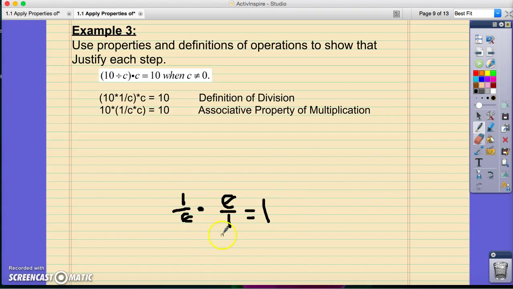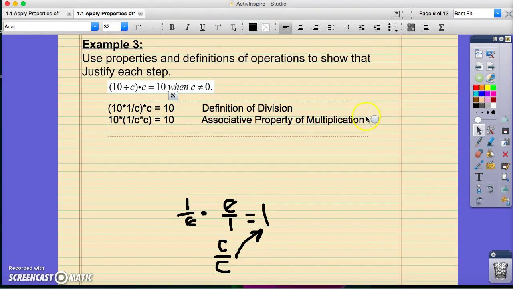Or you get C over C, which is 1. If you don't want to cross cancel, you'll get 1C over 1C, which once again leads us to 1. So these cancel out here, all right? So let's go back in our problem. So we see how it equals 1, all right? So we're going to change this whole parenthesis just to 1.